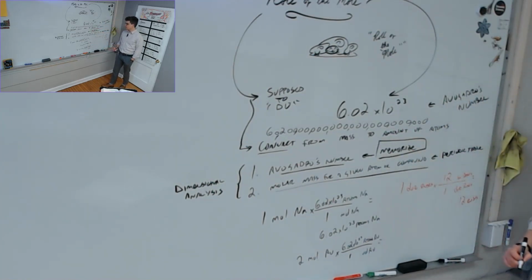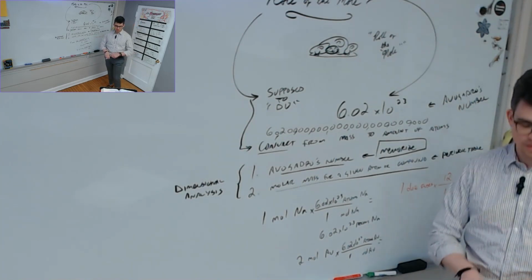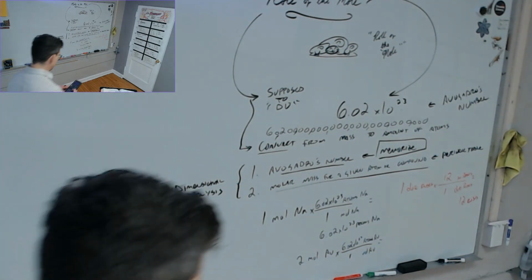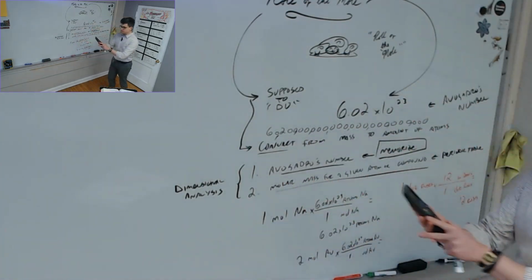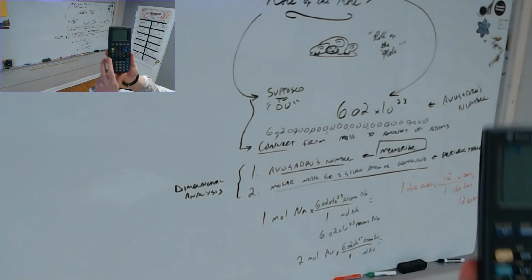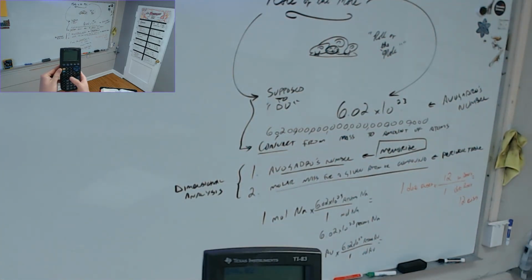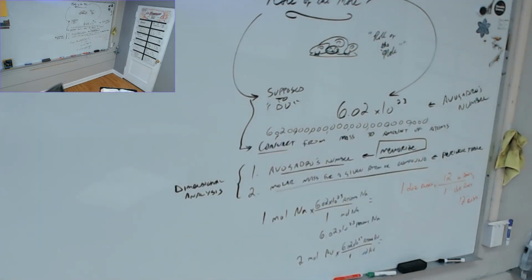Okay, now with my calculator, stand by while I get the calculator. I'm going to be using a TI-83. Other brands are available. I'm going to type in 2 times 6.02, second E, 23. So it ends up looking like this.